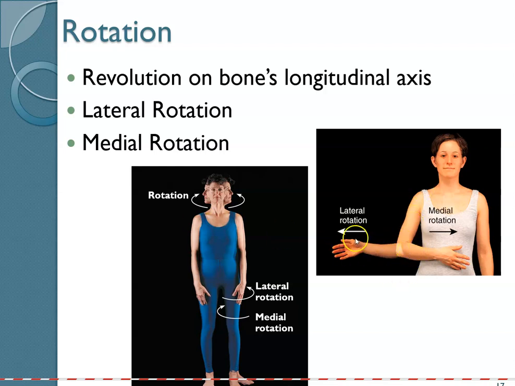So you laterally rotate, you're kind of bending your elbow and then your palms are facing outwards, and then you medially rotate, you're bending at the elbow and moving with the hand facing towards your abdomen.